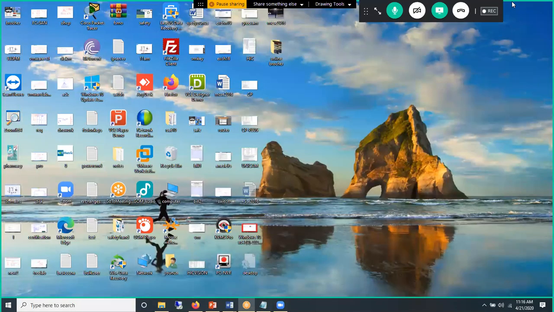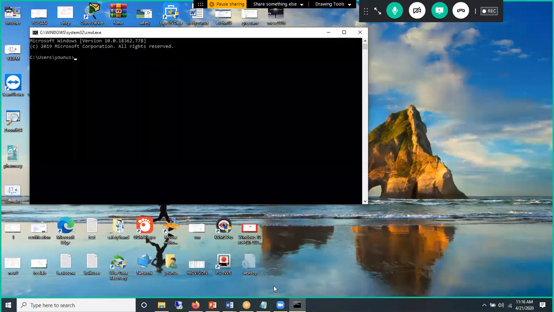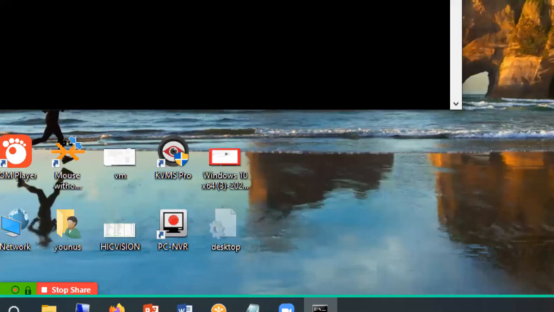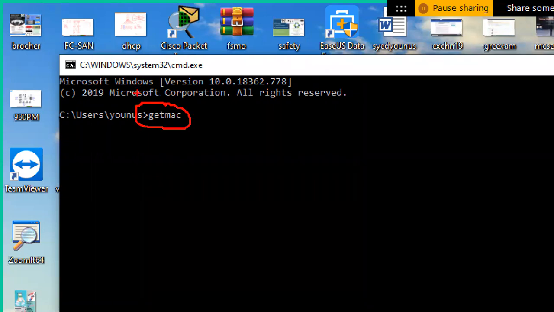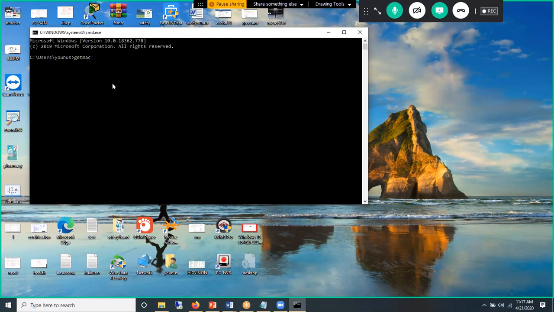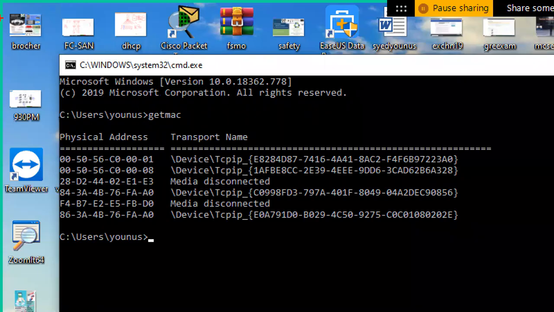As I told you, the MAC address is available by default. But how can you check it? To check the MAC address, we can use a very simple command called getmac. When you use this command, it will show you the MAC address. When you press enter, for me it's showing multiple MAC addresses. These are called hexadecimal numbers. The MAC address is also called the physical address.